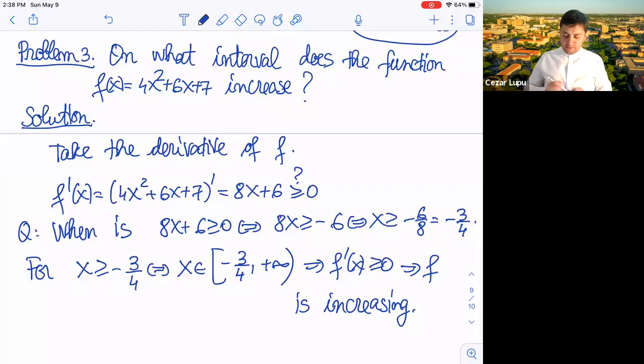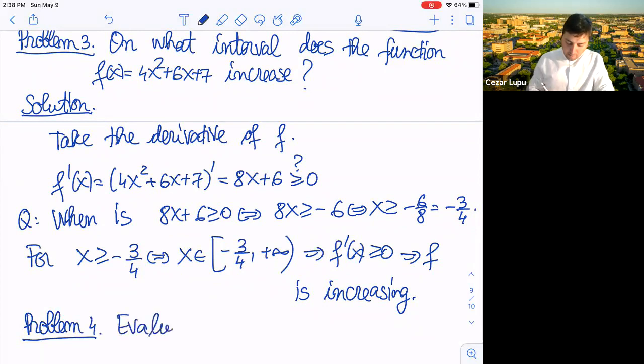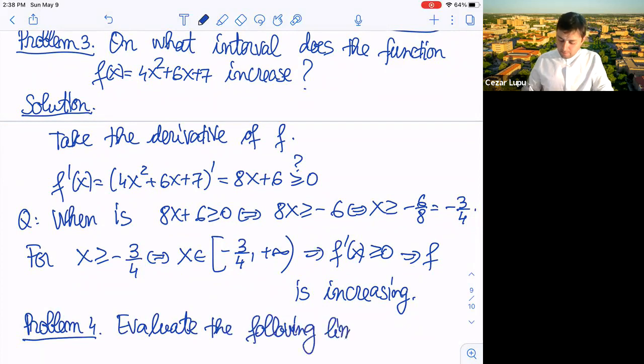All right, and now let's see some other problems. Problem four, and in this case, we would like to find some limits. So evaluate the following limits at infinity.